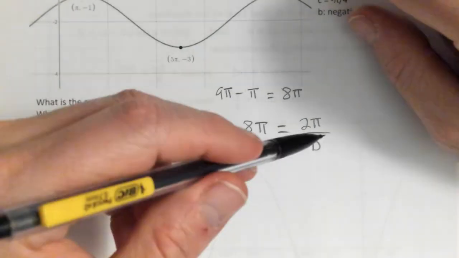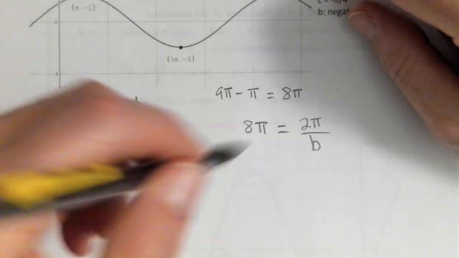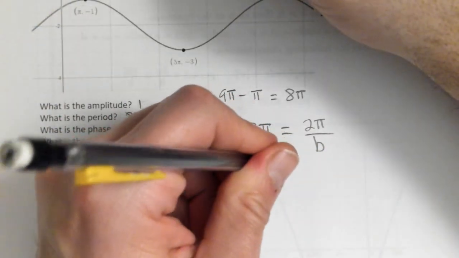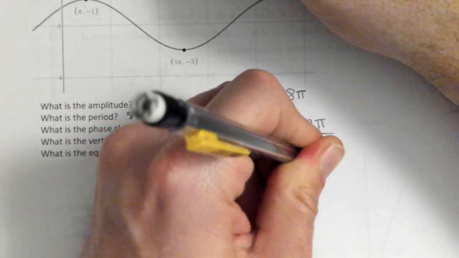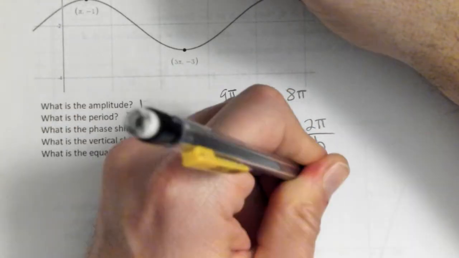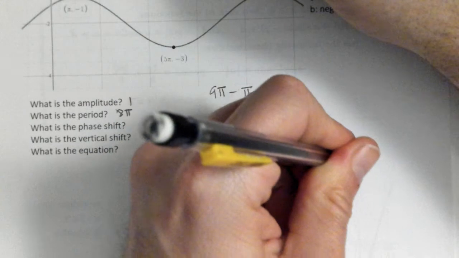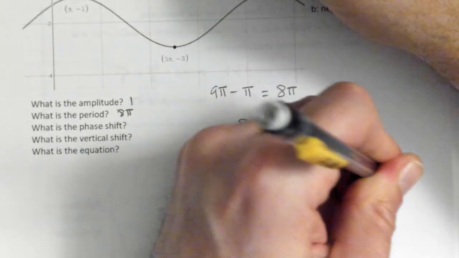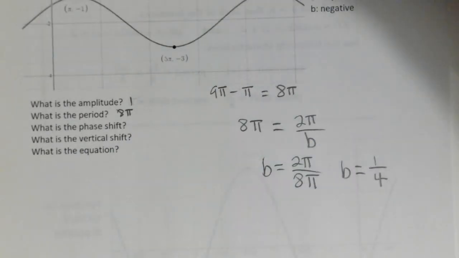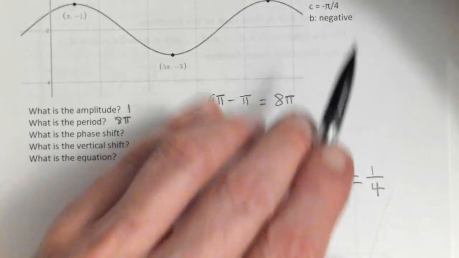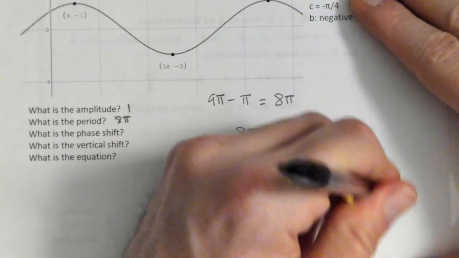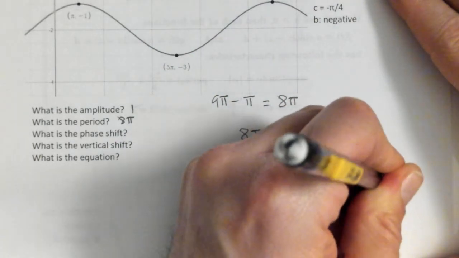So from here, I'll probably just multiply b times both sides and divide both sides by 8 pi, probably do that at the same time, and come up with b equals 2 pi divided by 8 pi. And so that simplifies to 1/4. So my b is going to be 1/4. And we do know that my b is negative. And so we may just want to make a note that my b is negative 1/4. Matter of fact, let's write that in. Negative 1/4. My b is negative 1/4.